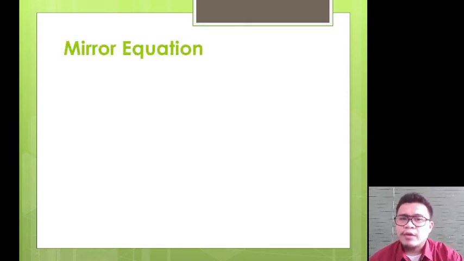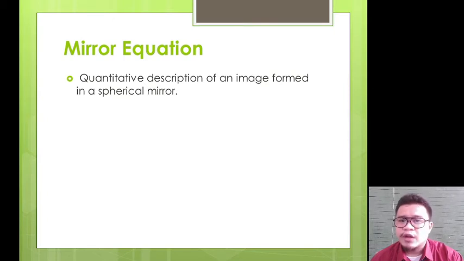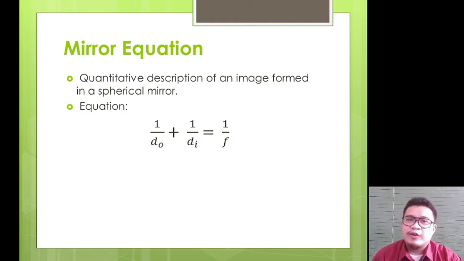Mirror equation and magnification equation are two of the equations that we can use to quantitatively describe the images that are formed in spherical mirrors. So let's describe further what are these equations. A mirror equation is a quantitative description of an image formed in a spherical mirror. And in equations, it is stated as 1 over d sub o plus 1 over d sub i is equal to 1 over f.